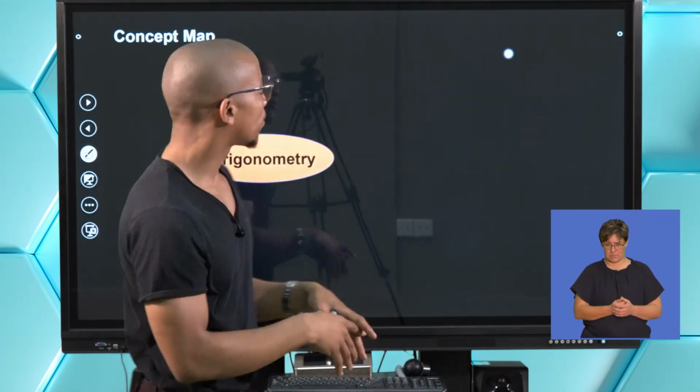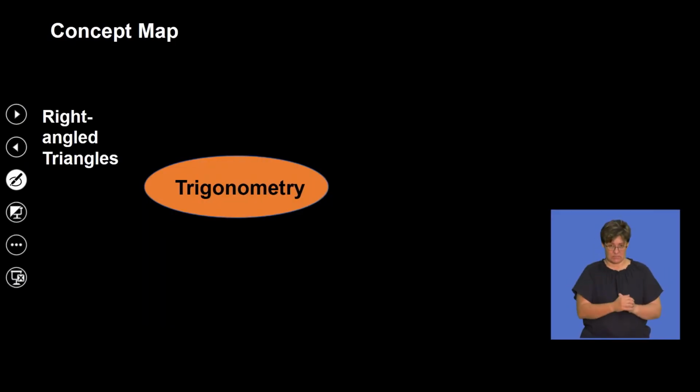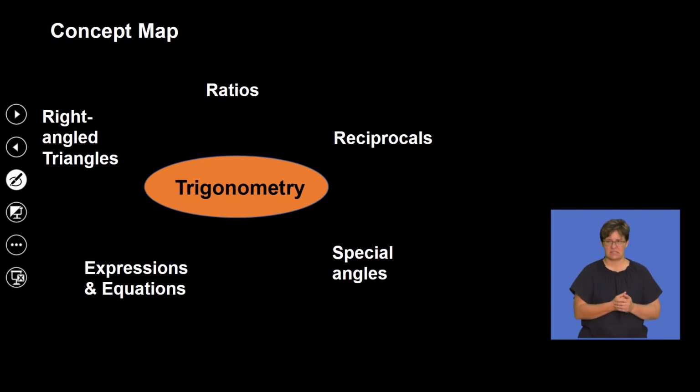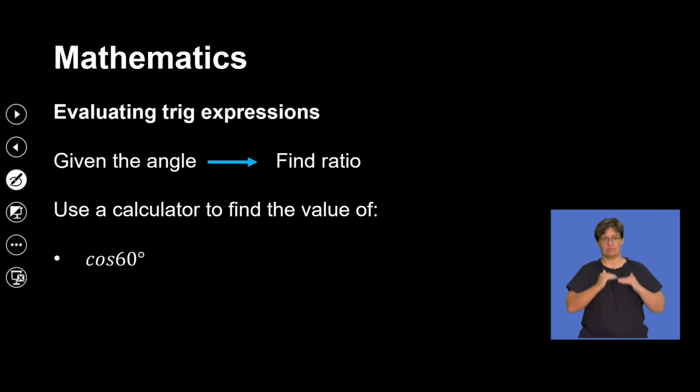Now we're going to look at equations. Now, if I'm using a calculator, how do I do that? That's what we're going to look at. But let's just look at the broader picture of what we've done so far. We've looked at the right-angled triangles, and we went on to our ratios, the reciprocals, our very special people, which are special angles. Then now we are still on expressions and equations. We've already looked at our expressions. We're moving on to our equations.